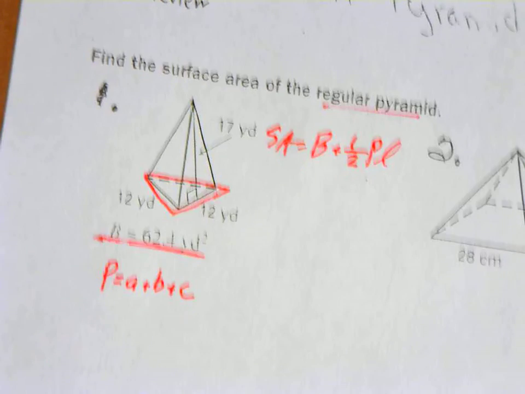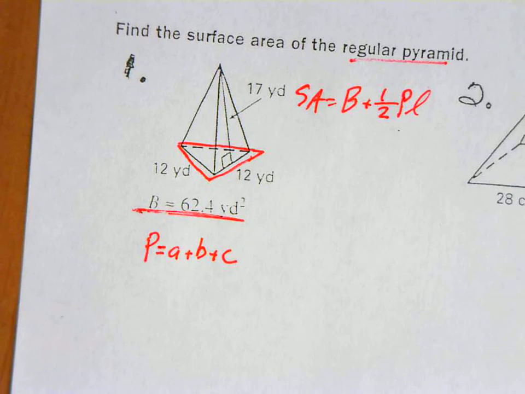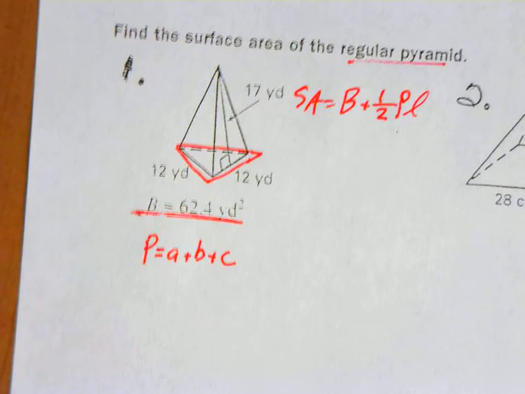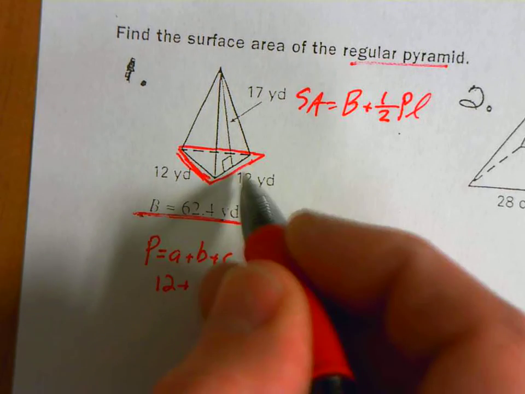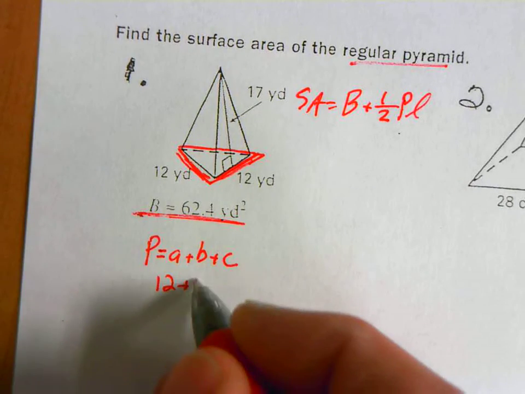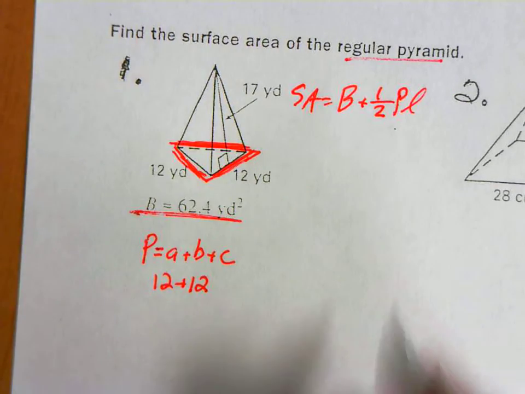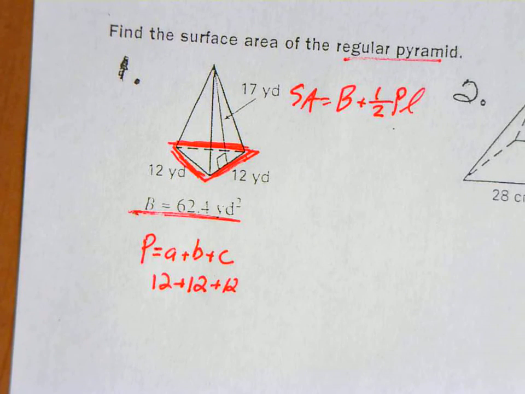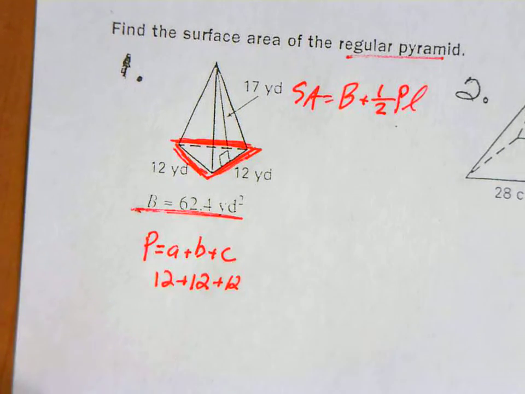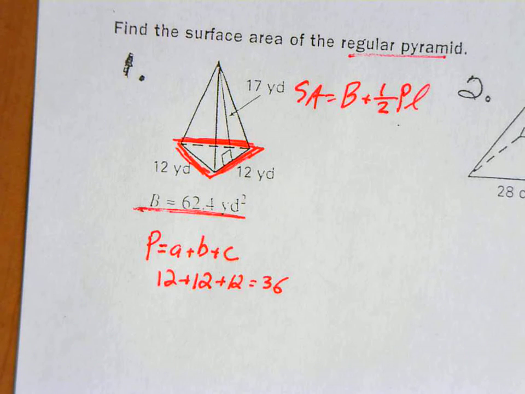Remember, this one is a triangle, so it's A plus B plus C for all three sides. Please make sure we add up all three sides. This side is 12. This side is 12. And then that back side, because it's a regular pyramid, all the sides are the same. Calculator, mental math. Be careful with both of them. 12 plus 12 plus 12 gives us 36.